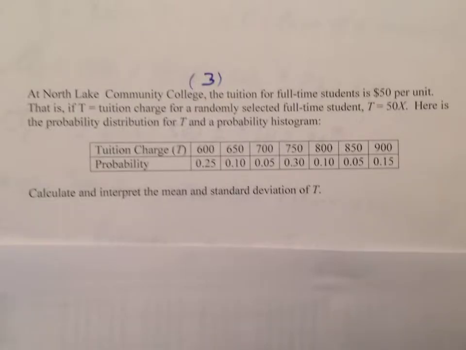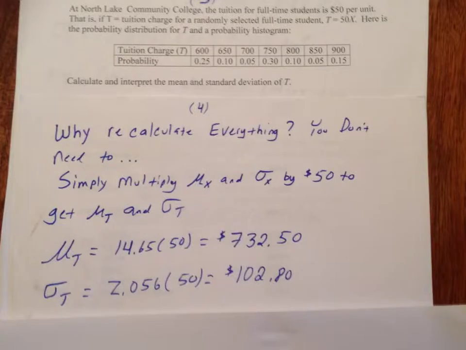Now, if the tuition costs $50 per unit, then how can we calculate the standard deviation and the mean without re-putting everything into the calculator, into the list one again? See if you can do that. Actually, all you have to do is multiply the mean and standard deviation by 50. So the new mean is $732.50, and the new standard deviation for tuition is $102.80. So all you have to do is multiply.